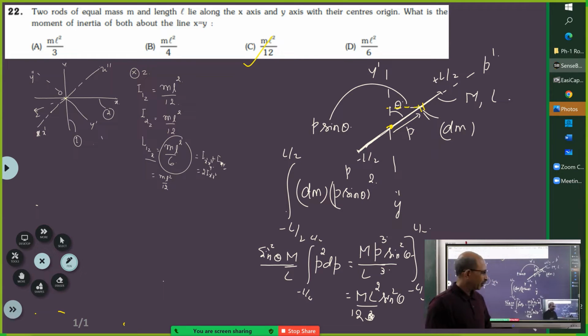Now for others I am telling you again, the theory for this is dm r square, and with this only we have developed everything, M r square by 2, etc. So the theory given in NCERT is sufficient even to solve this problem.